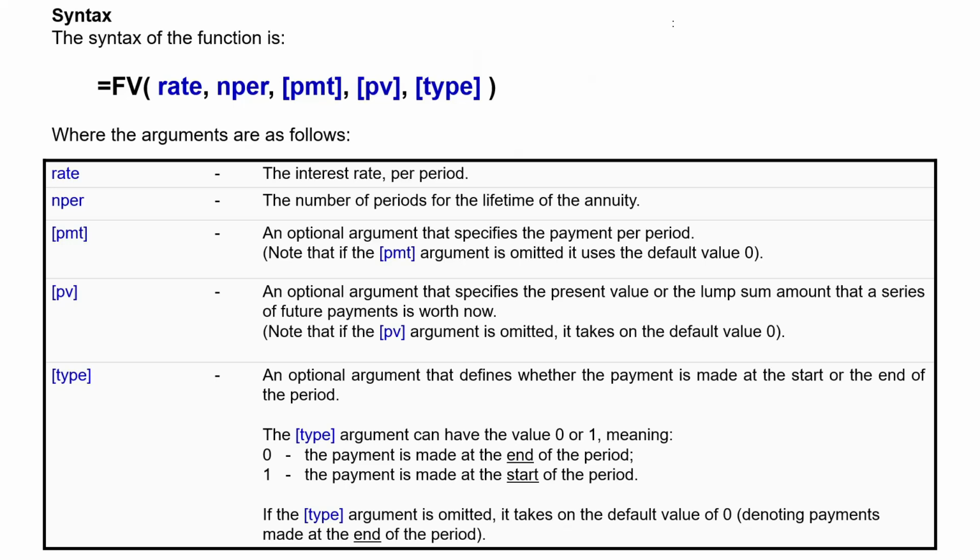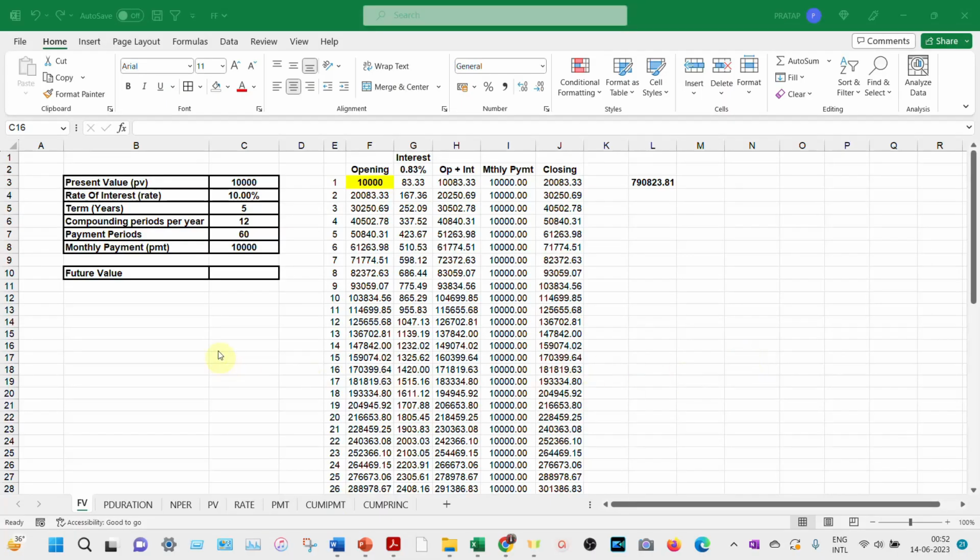The type argument can have the value 0 or 1, where 0 means the payment is made at the end of the period and 1 means the payment is made at the start of the period. If the type argument is omitted, it takes on the default value of 0, denoting payments made at the end of the period. So now let's take up an example where we calculate the future value using the formula that we have just discussed.